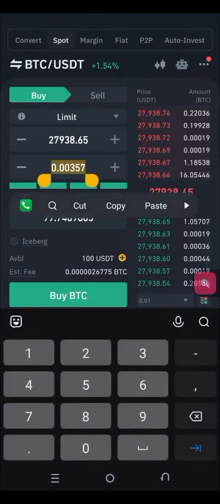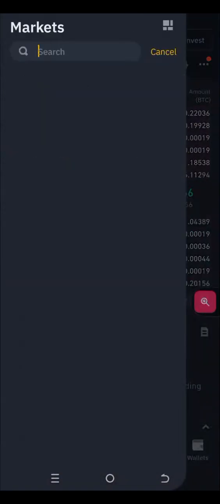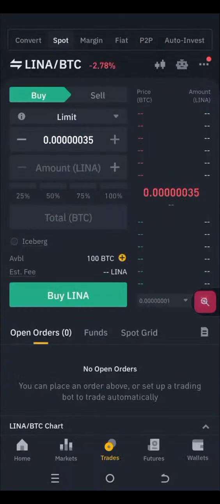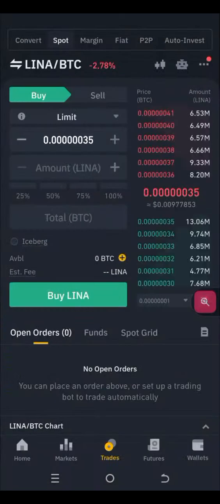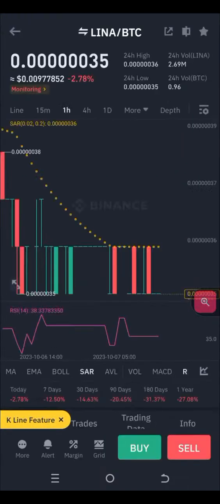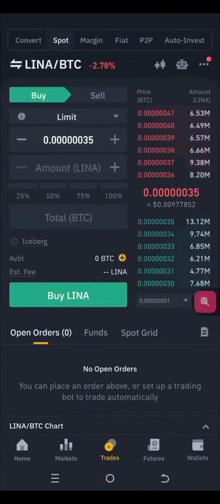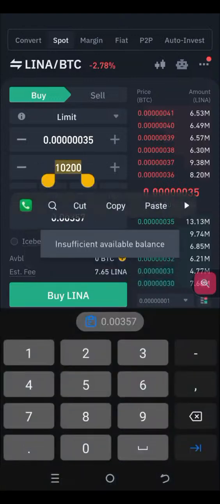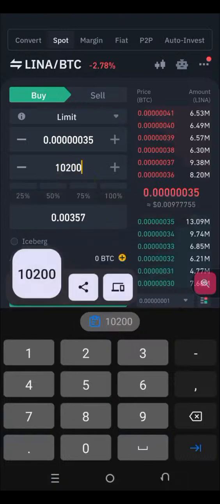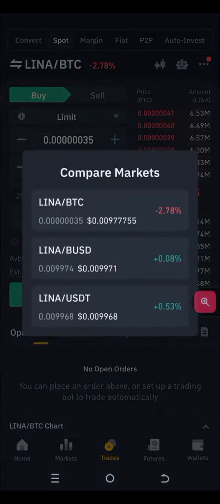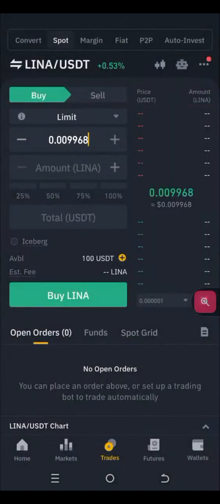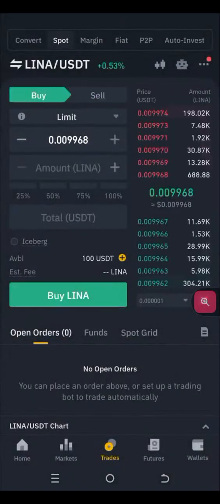Then let's copy it and go to Lena BTC. Where are you? All right, here it is. Beautiful. I hope this is going to work for us, because that's going to make it all make sense. So let's put that in here quickly and buy. Make it snappy. That's 10,200. Let's copy that and quickly see how much this will give us in Lena USDT. I hope this is going to work, right?